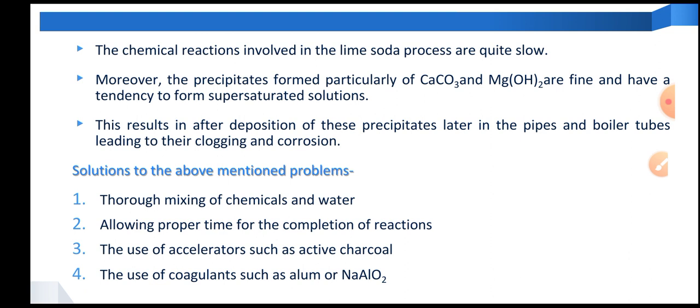Also, we need to add coagulants like alum, specifically in the case of the cold lime soda process, because there the sedimentation of the fine precipitate is the problem. But in the hot lime soda process, where the temperature is already very high, we do not require any coagulant, because the process is already very fast and the amount of precipitation is high, so the precipitates easily coagulate and settle down.